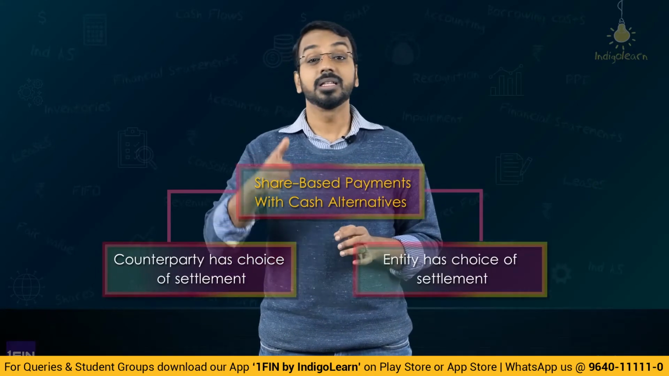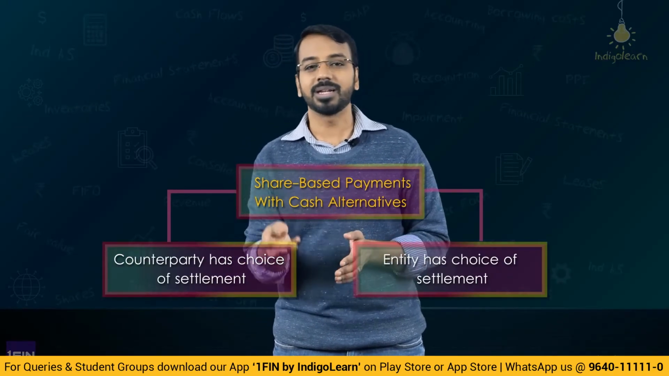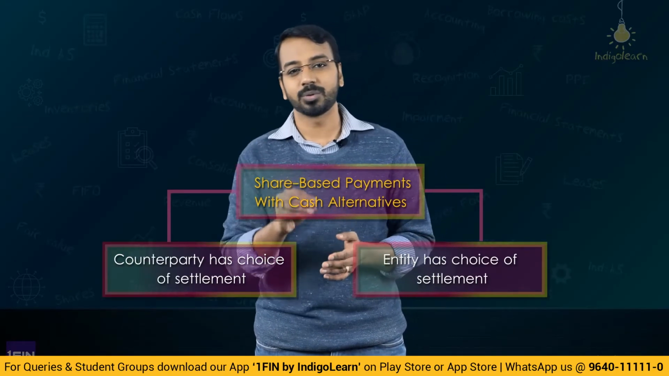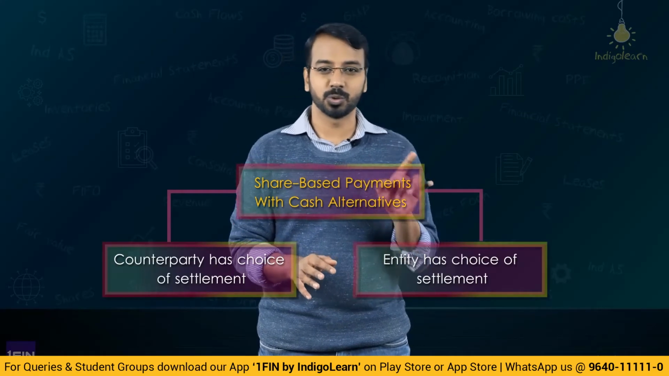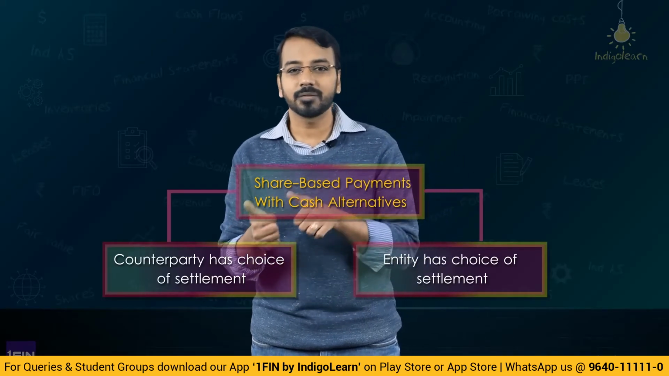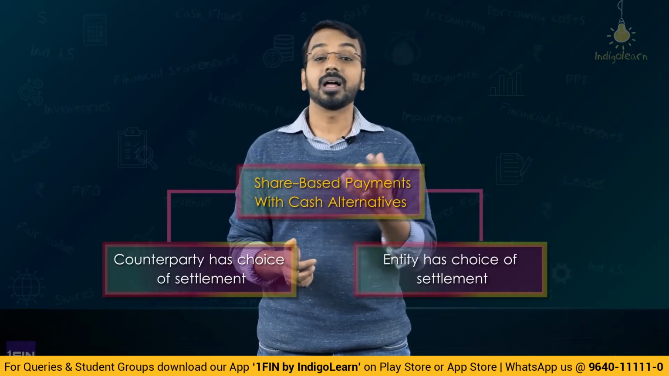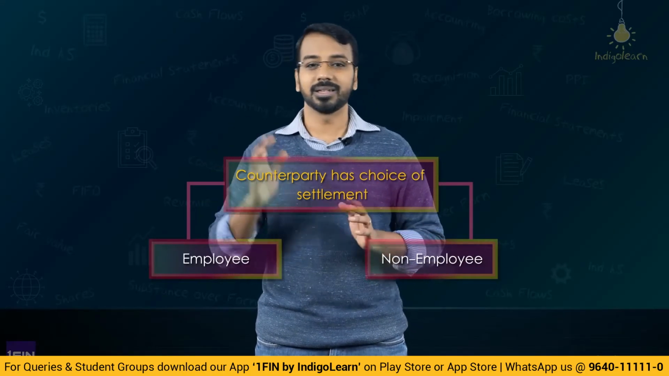The first case is where the other parties have an option. So, the other parties will decide whether they want to take cash or whether they want to take equity. In the second case, the entity decides whether it wants to issue equity or transfer resources, right? Now, coming to the first category, where the other party has an option, that other party may be an employee or any other third party.